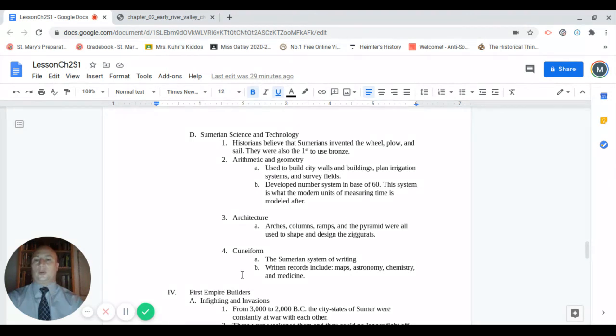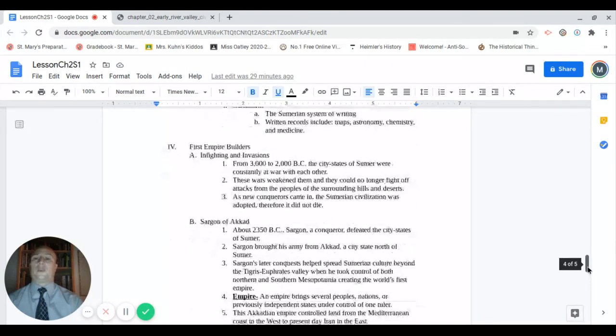And they would record things like maps. They'd also record the location of the stars and other planets, chemistry that they thought was important, different chemical equations, for example, how to make bronze, and then also medicine. They were some of the first people to work with the medicinal value of natural resources.